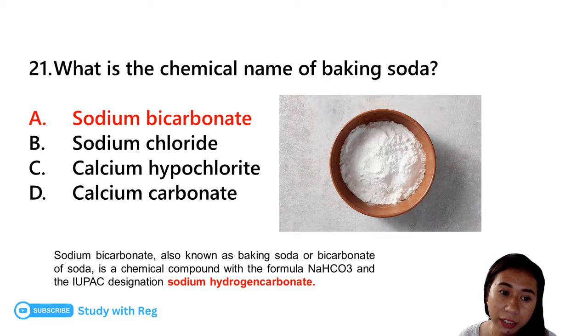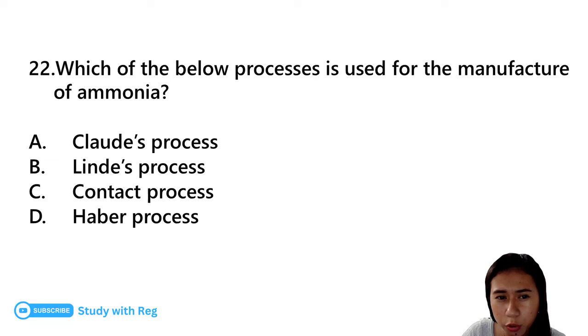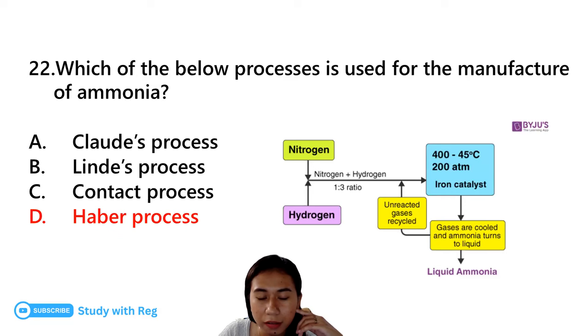Alright? Sige, next. 22, which of the below processes is used for the manufacture of ammonia? Ammonia. This is what we call the Haber process. From nitrogen, nagiging liquid ammonia siya. Kilala niyo si Fritz Haber?